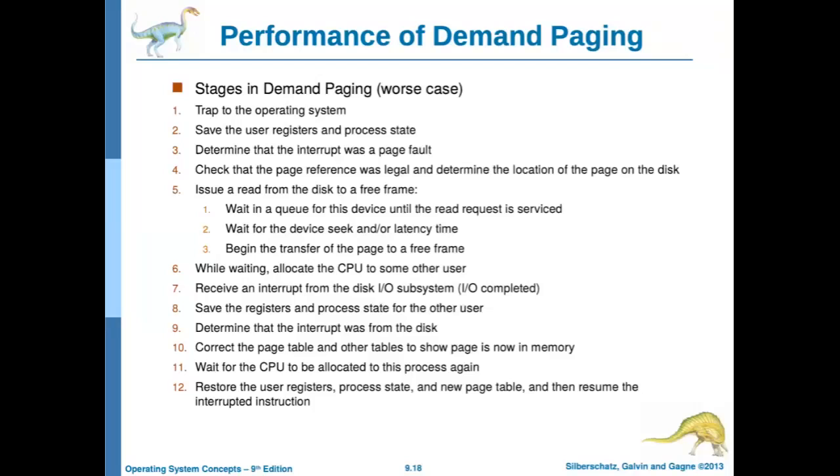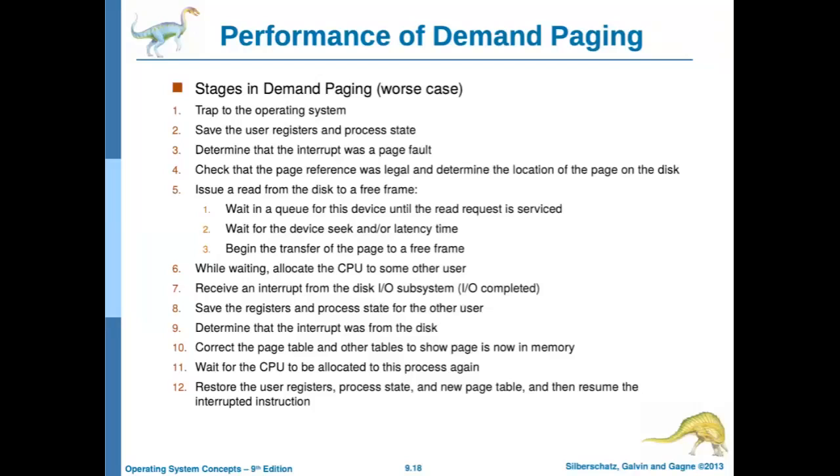Whatever the user registers are there, whatever state of the process is there, we studied the context switching steps already, right? So we need to save the user registers and process state somewhere. Next, when the interrupt is sent, the operating system has to find out what is the reason behind that interrupt. That means the OS needs to determine that the interrupt was a page fault. That is stage number 3.